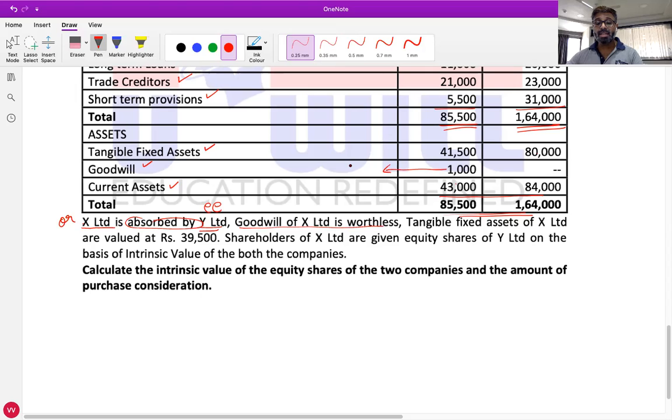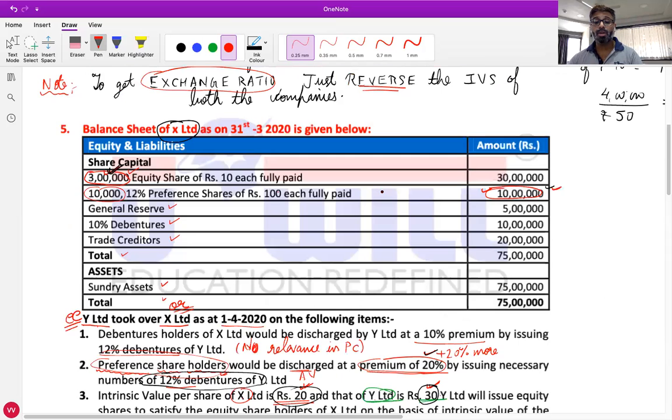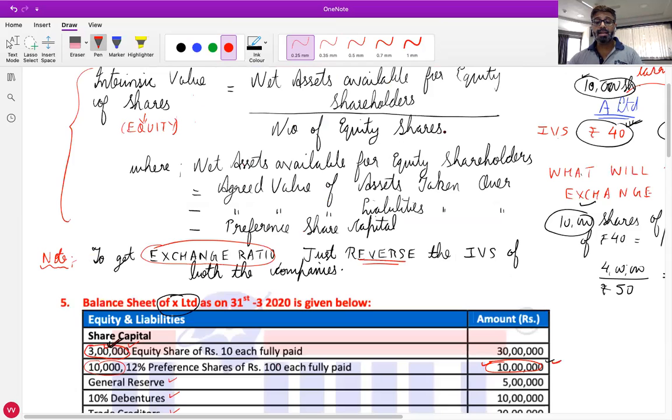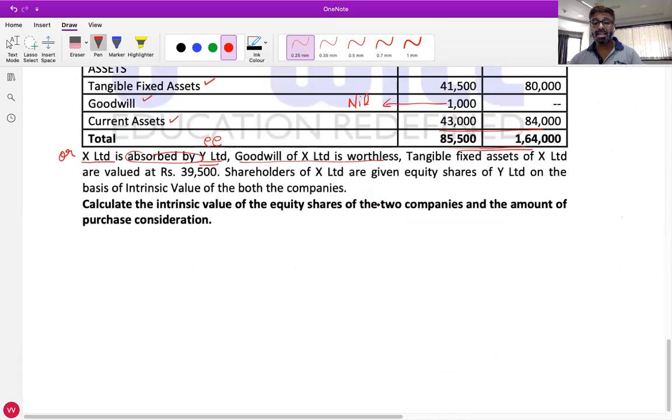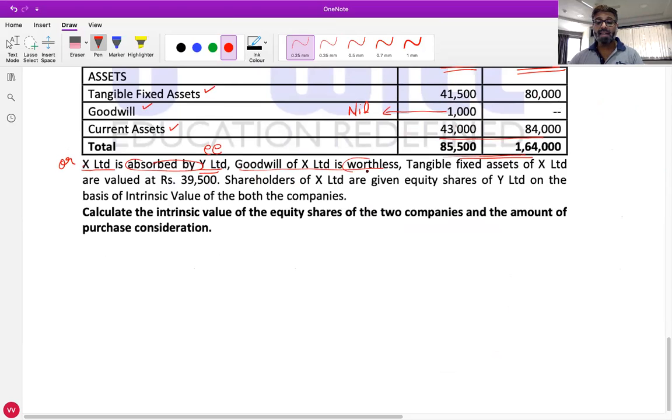So we will not take this 1,000. We will take nil. When we find net assets, here we have to find intrinsic value by this formula. What formula? Net assets divided by number of equity shares. So when you find the agreed value of assets taken over, we have to take goodwill at what amount? Nil, because it is given that it is worthless. Is that clear? Yes. Further?